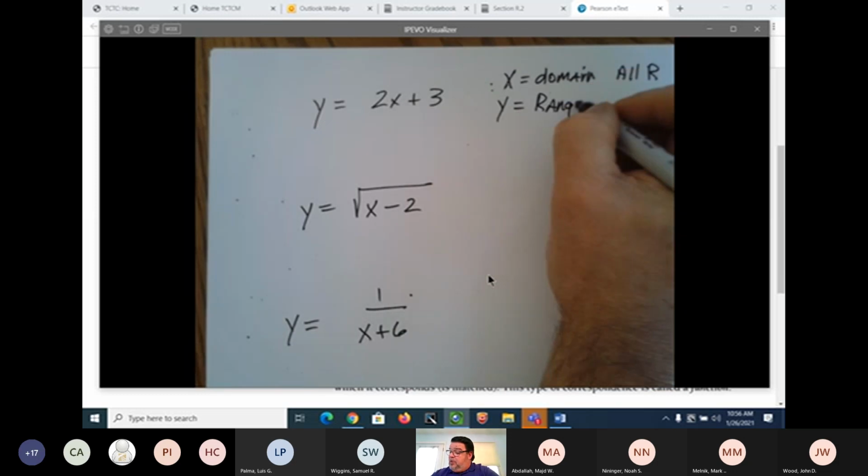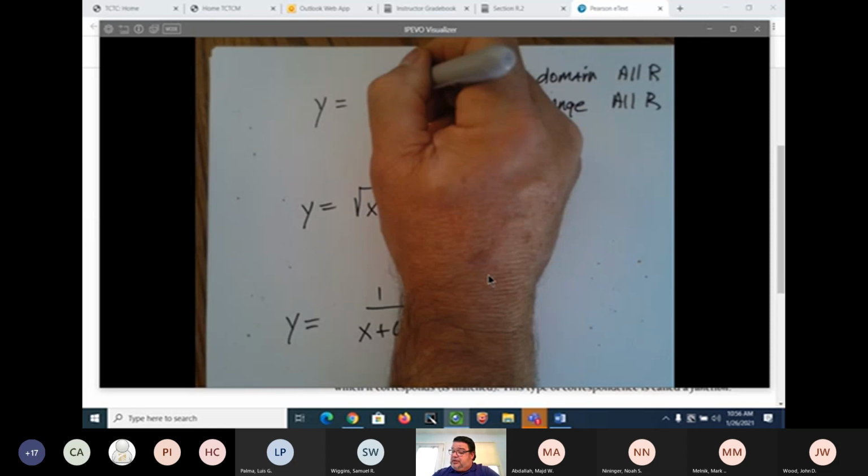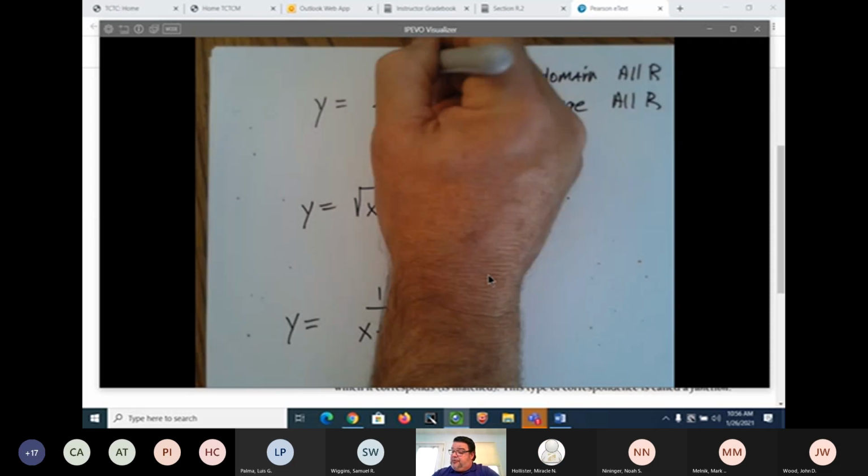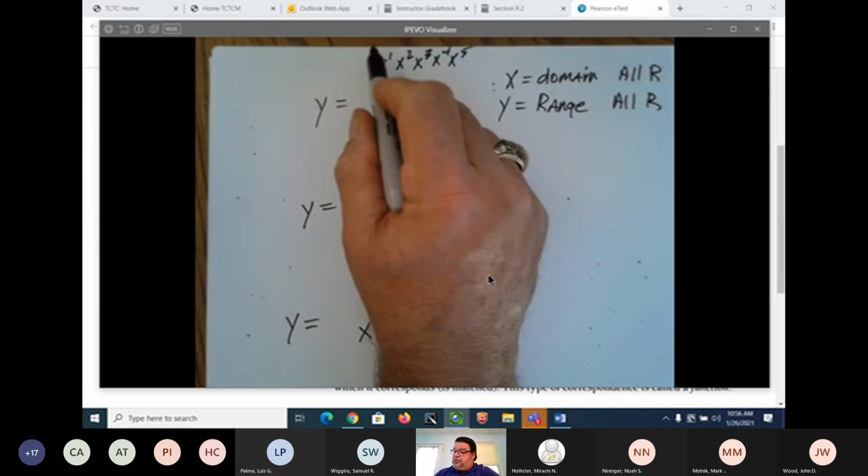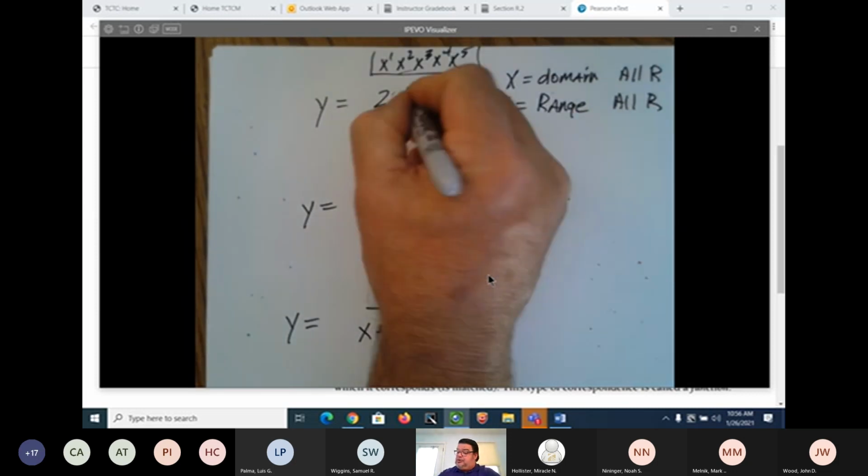Why? Because this is a function, X to the first, X to the second, X to the third, X to the fourth, X to the fifth. You can plug in anything you want to those functions. This is X to the first. That's always going to be true with that.